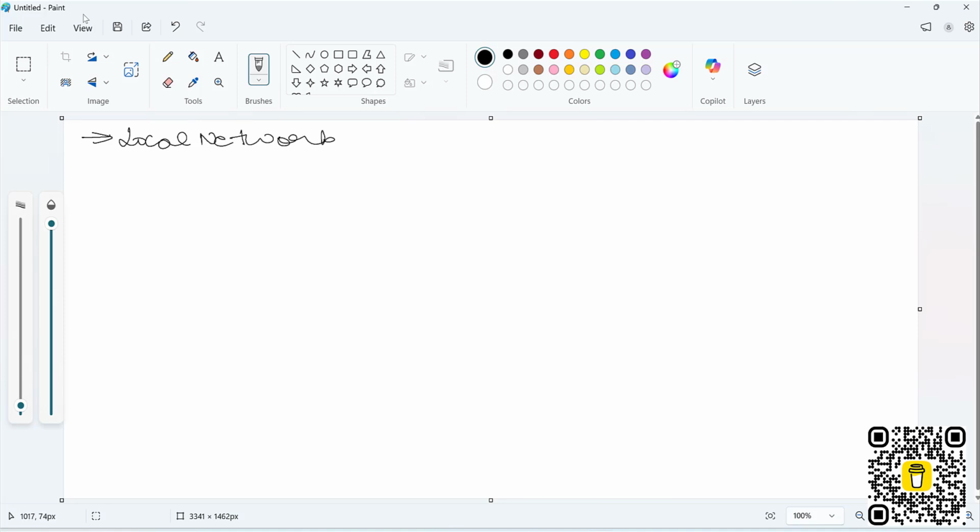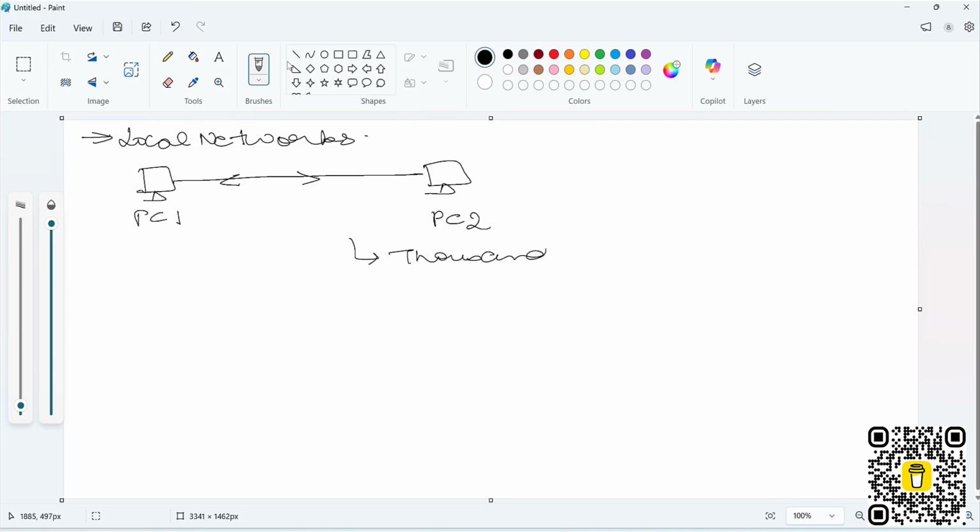I don't know if you have heard this term local network or local networks. So local networks basically come in various sizes, and I'm going to discuss everything. Sometimes they range from two computers or two devices which are connected together using various different communication mediums. I'm going to discuss various communication mediums as well. They range from a minimum of two devices to even thousands of devices which are connected together.